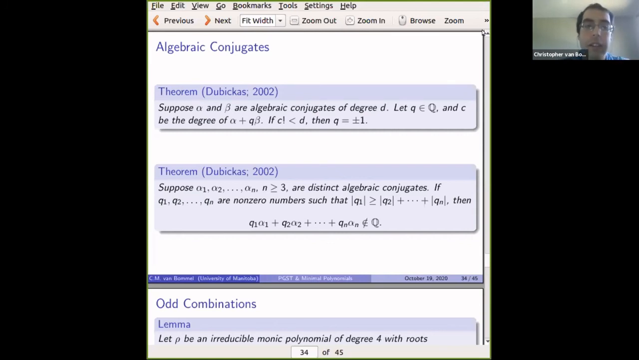And then the second result here is if you have a combination of algebraic conjugates, so roots of some polynomial, and one of the coefficients essentially dominates the others, so it's equal to or greater than the sum of the others, considering the absolute values, then that combination won't be rational.